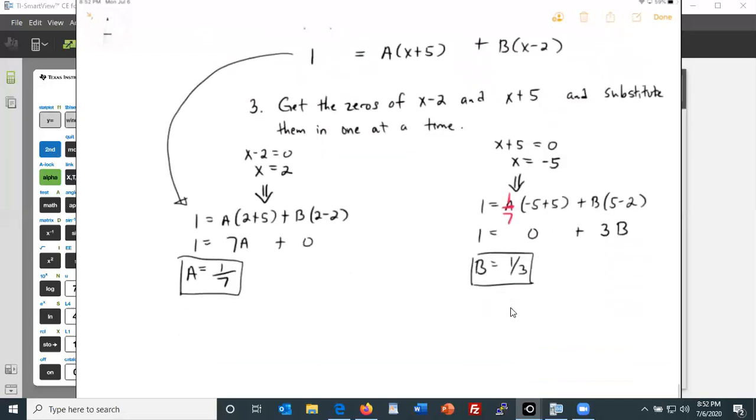So therefore, the decomposition, which was A over x minus 2 plus B over x plus 5, is 1 over 7 times x minus 2 plus 1 over 3 times x plus 5.